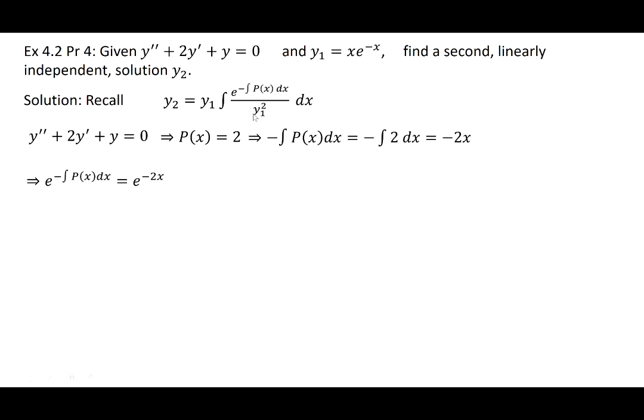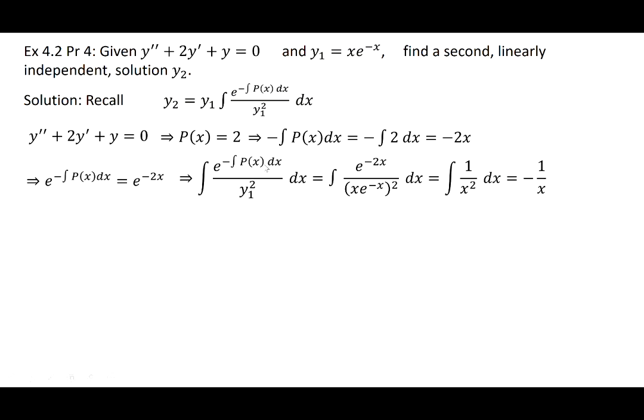And the next step should be that e raised to negative integral of p of x dx divided by y1 square and integrate. That's exactly what I did. I figured out that integral. Alright, so let's look at the integral a little. e to the negative 2x, fine. y1 happens to be x e to the negative x. So I have x e to the negative x, the quantity squared.